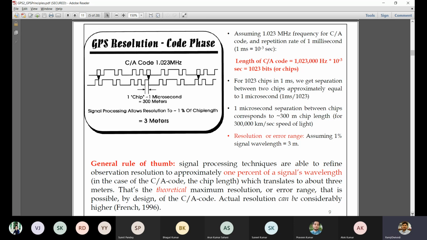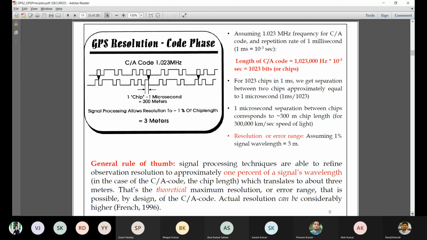So assuming a 1.023 megahertz frequency for the CA code and a repetition rate of 1 millisecond, the length of the CA code is 1023 chips. For 1023 chips in 1 millisecond, we get a separation of 1 by 1023. That means this is the total chips. So in 1 millisecond, what is the separation? The separation between two chips would be approximately 1 microsecond.